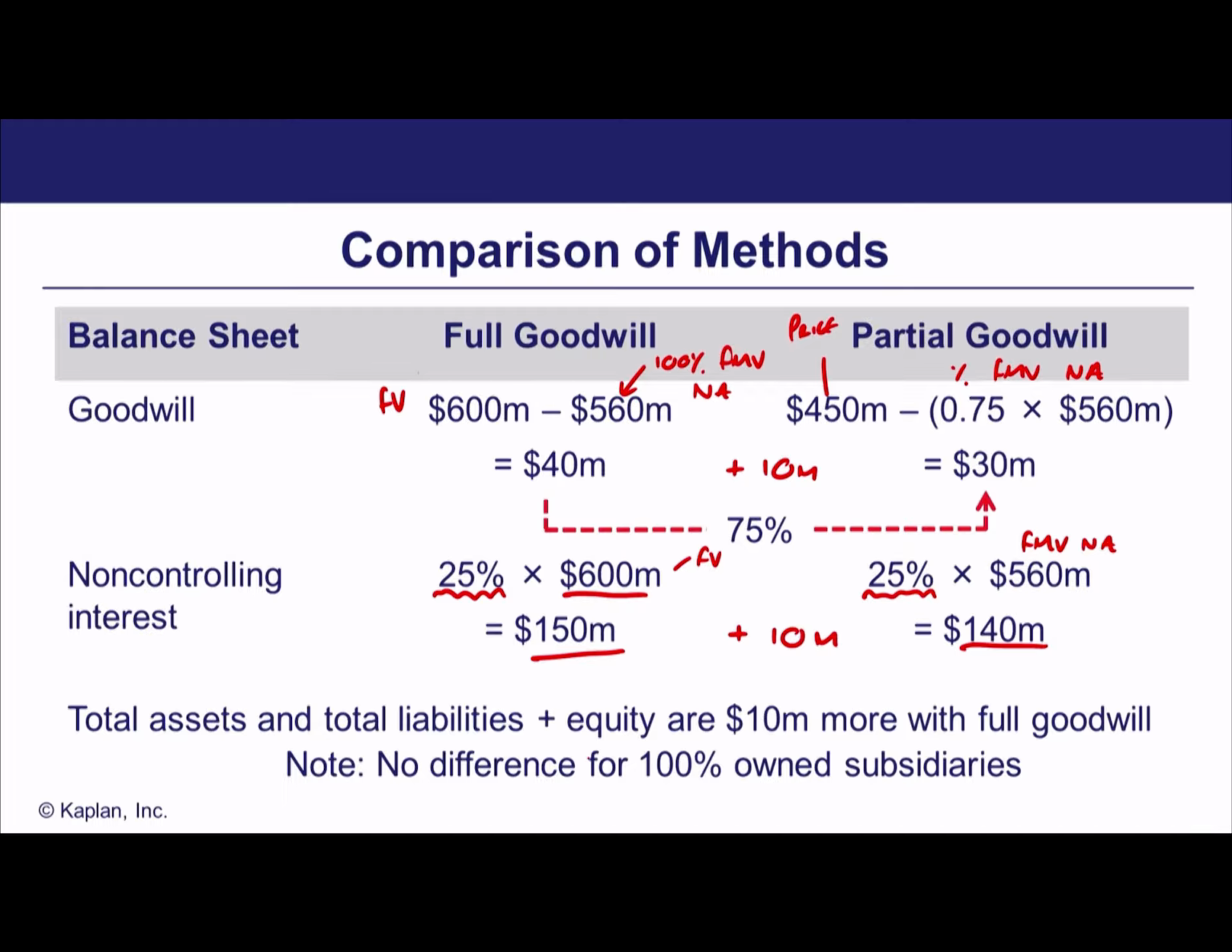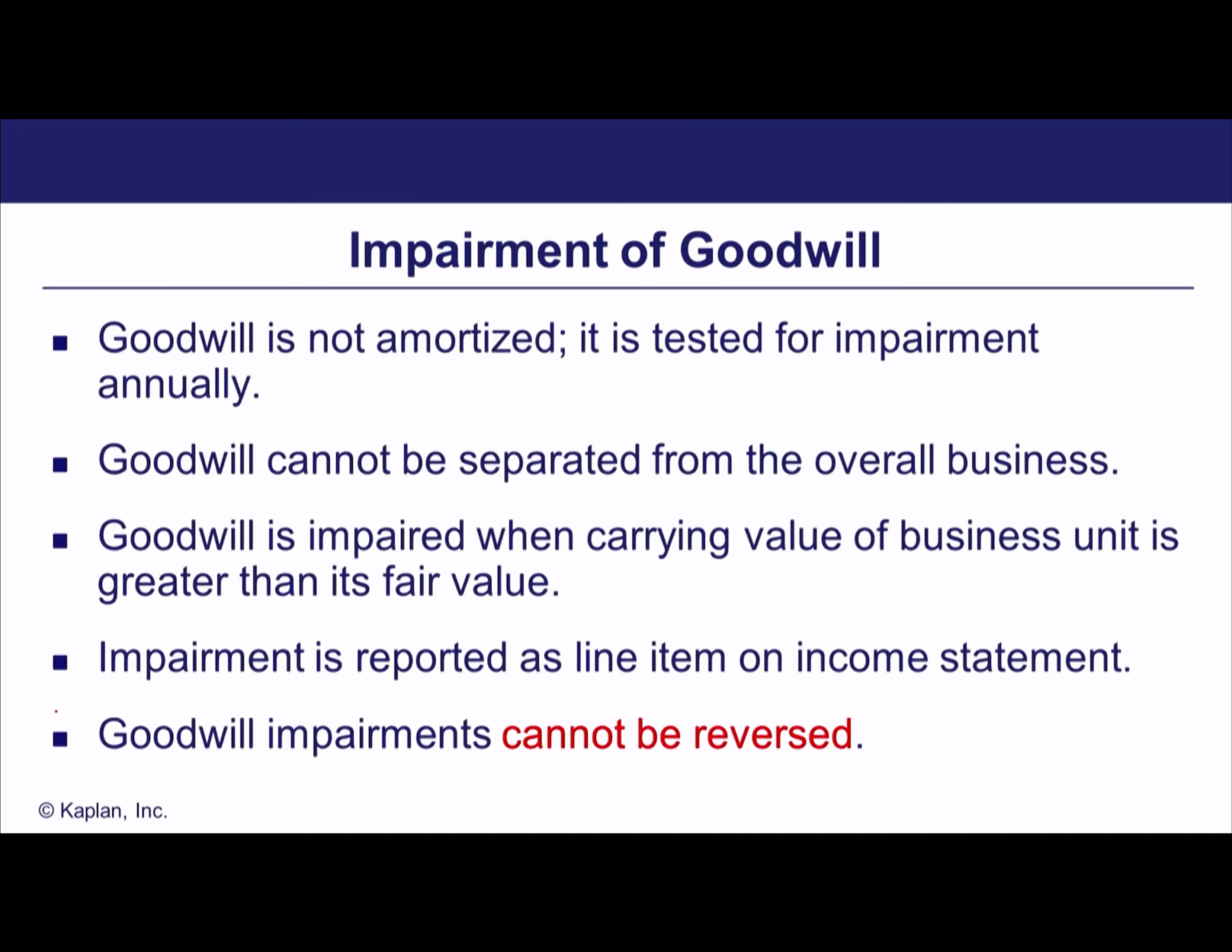Again, as we said earlier, if you're looking at 100% owned subsidiaries, then essentially there is no difference between the two methods. You might remember from level 1 that goodwill is not amortized, but instead it's tested for impairment annually. And we have to do that test for impairment annually, whether we believe there's been an impairment or not. So it's a mandatory test. It's not just if you think there's been an impairment, we have to do it.